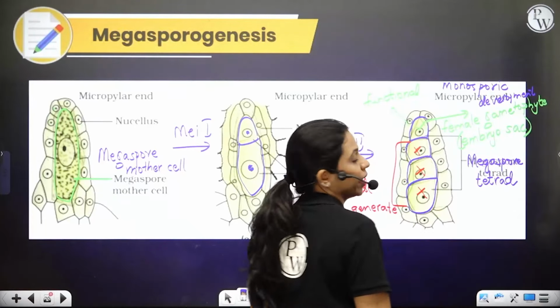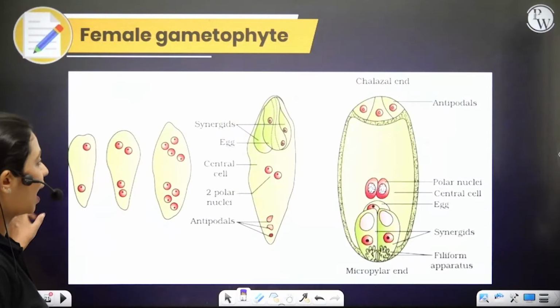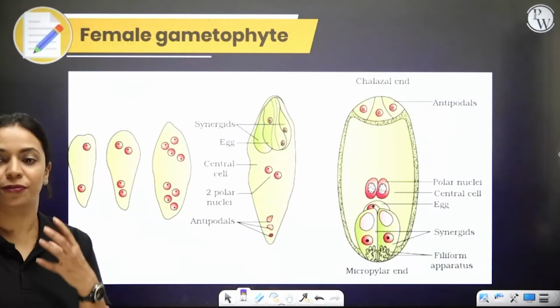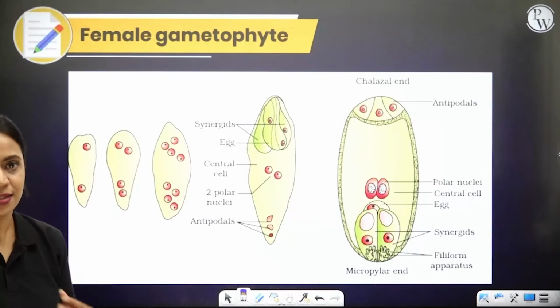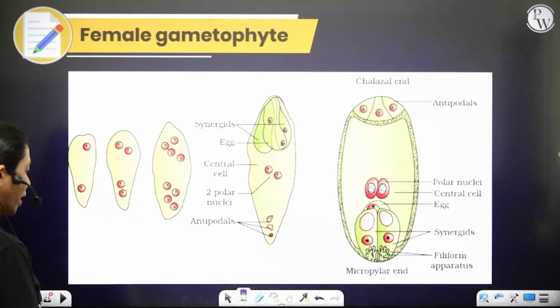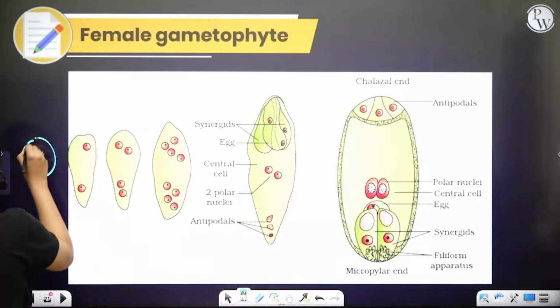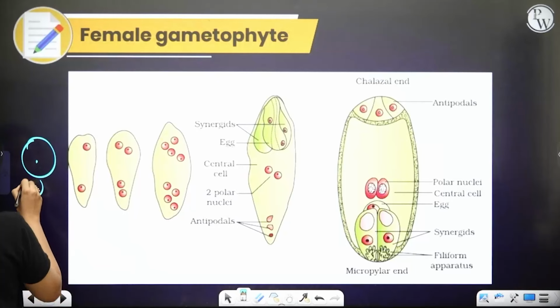of embryo sac. Okay, now let's learn about how exactly the embryo sac or the female gametophyte gets formed. Now we had one haploid cell. This was the megaspore.